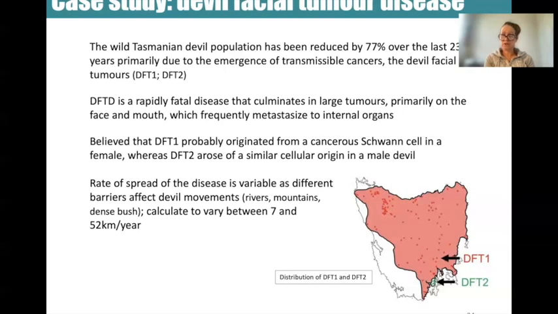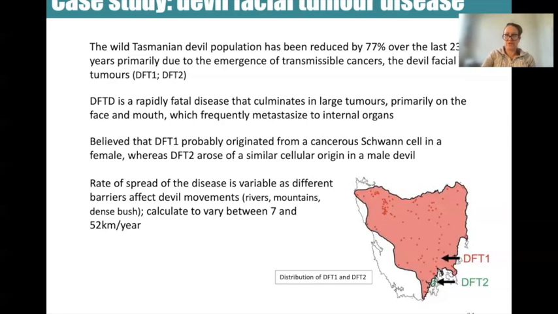So you might have noticed the cover image of today's lecture is one of those facial tumours on a Tassie devil. It's believed that DFT1 probably originated from a cancerous Schwann cell in a female, whereas DFT2 arose from a similar cellular origin in a male devil. The rate of spread of the disease is variable as different barriers affect devil movements, such as rivers, mountains, dense bush, but it's been calculated to vary between 7 and 52 kilometres per year.